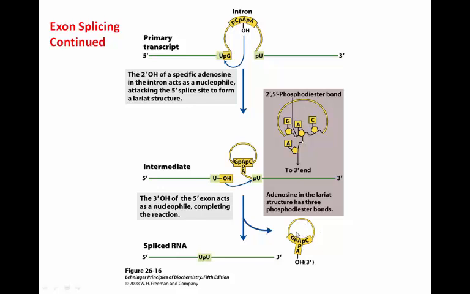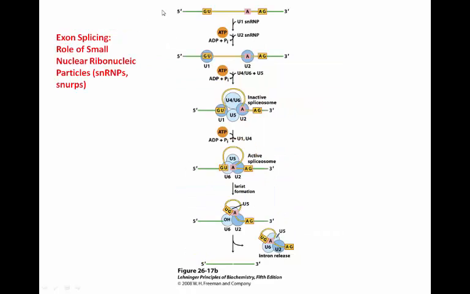This shows it in a little more detail, and actually there's several different kinds of introns, and this intron is slightly different from the one we've seen. So the sequences we see at the intron-exon junctions are a little bit different, but the mechanism is the same. So this is exon splicing.